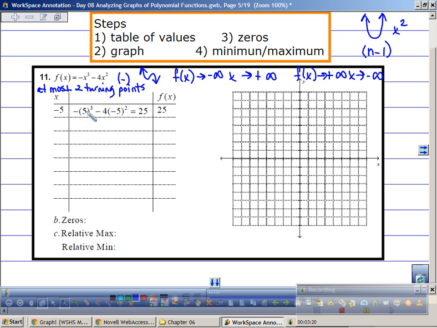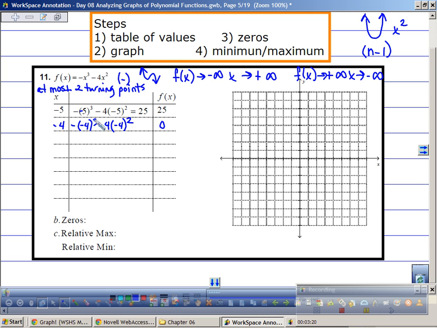Alrighty, so this actually should be a -5 right here. So if I were to substitute -5 into my equation, I would get the opposite of -5 cubed minus 4 times -5 squared equals 25. I'm going to do one more for you. -1. Sorry, I'm looking at the wrong side. -4. So if I were to substitute in -4, I would get -4 cubed minus 4 times -4 squared, and I would get 0.